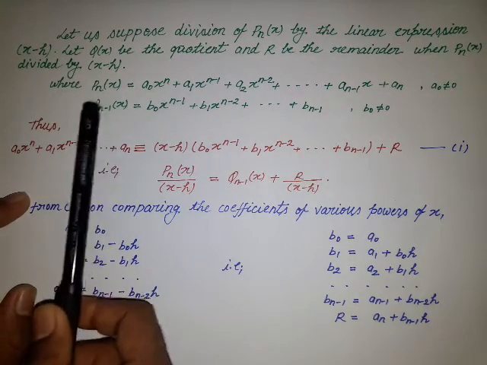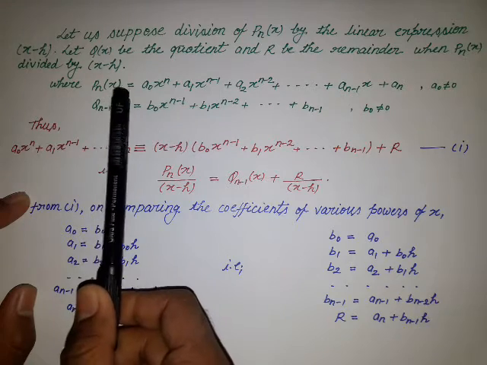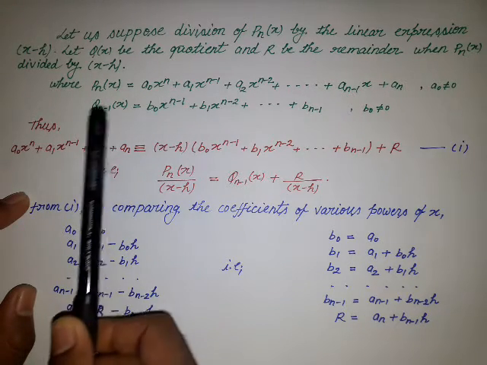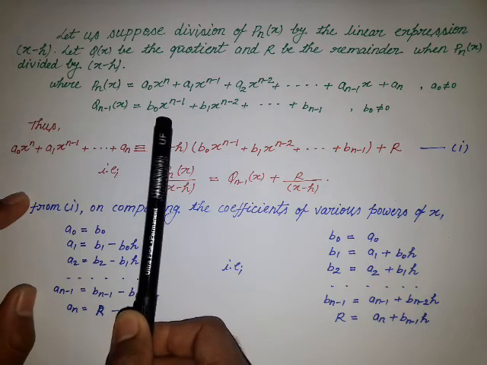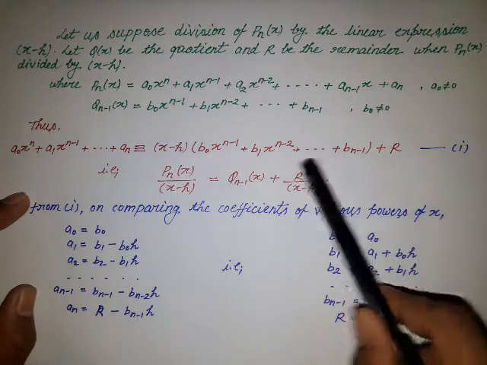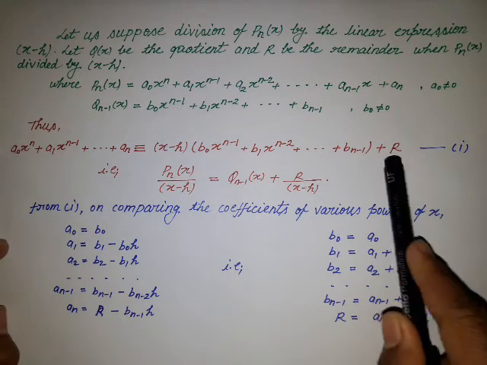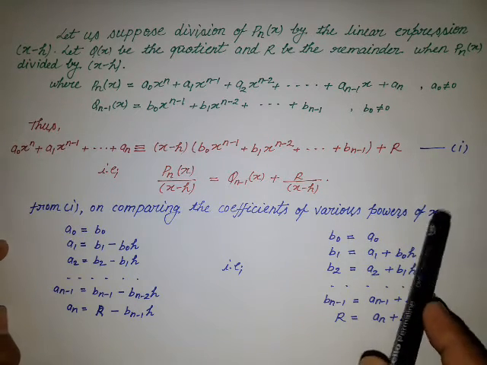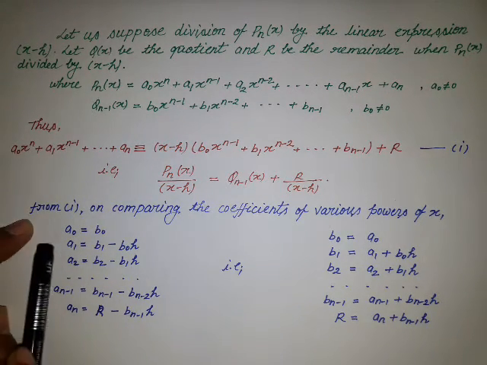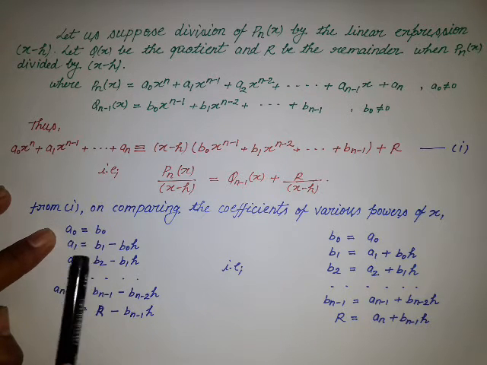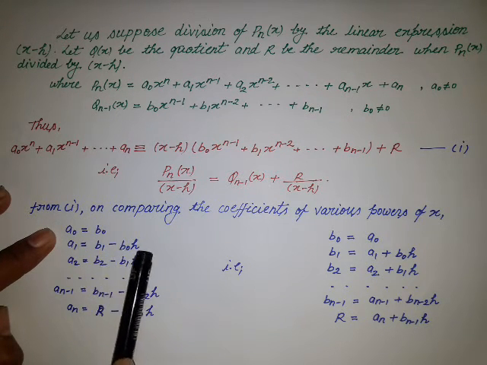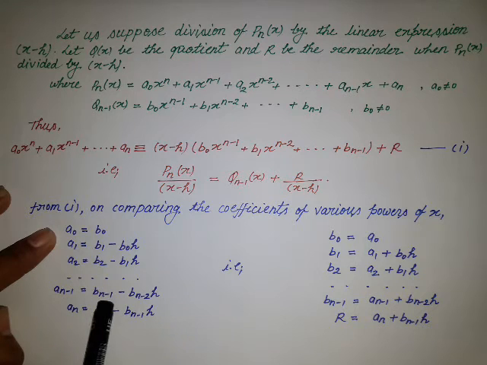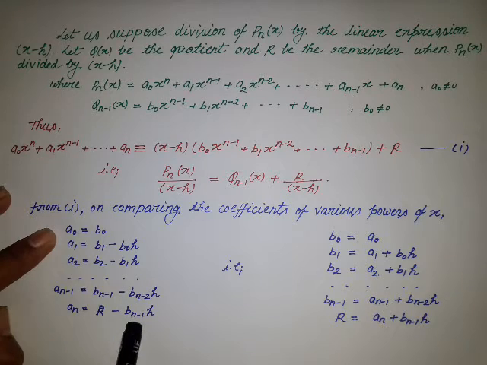So you can see that p(x) and q(x) are defined here, and p(x) is the general polynomial of n degree and q(x) is the polynomial of n minus 1 degree. So this can be written like this, and on comparing the coefficients of various powers of x, we find some expressions. We get that a0 equals b0, a1 equals b1 minus b0 h, a2 equals b2 minus b1 h, a(n-1) equals b(n-1) minus b(n-2) h, and finally an equals r minus b(n-1) h.